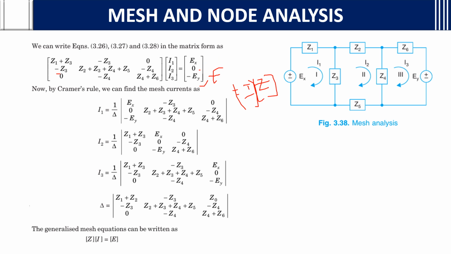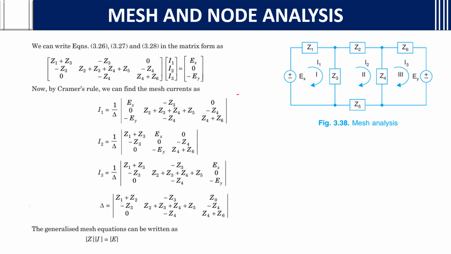After writing all this, what we can do? We need to find the mesh currents. They ask in questions also, find the mesh currents I1, I2, I3. How can we do it? One way is Cramer's rule. We can use those 3 equations, and using a calculator also you can do it. But doing it through Cramer's rule also we can find. How can we find using Cramer's rule?